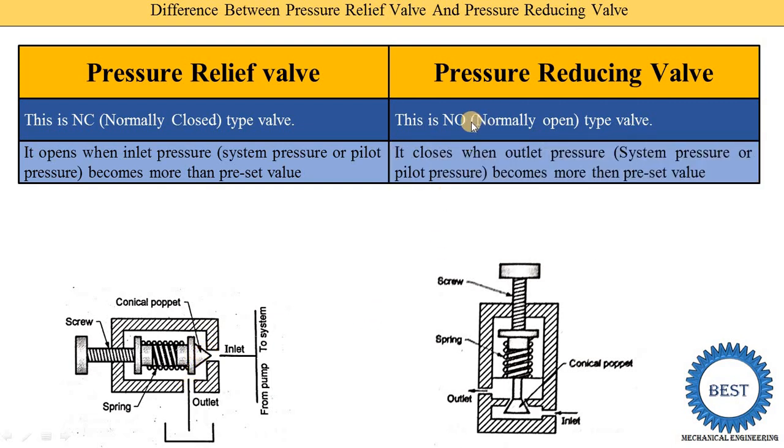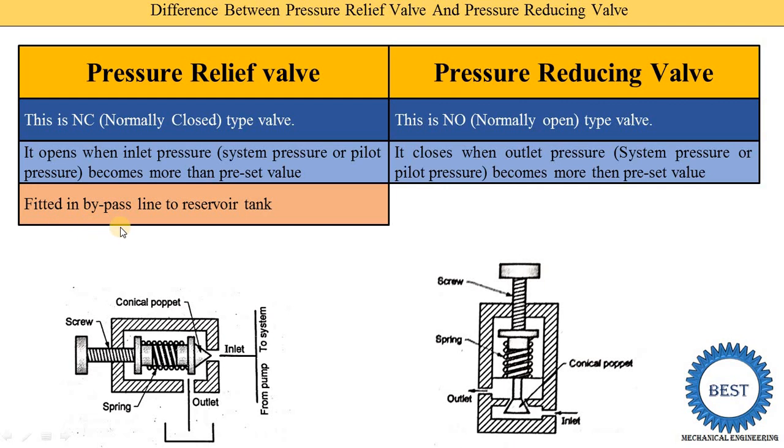Now it is a normally open valve, means when it is closed. It closes when the outlet pressure becomes more than the preset value, means suppose the outlet pressure, the system pressure required, is 10 bar and this pressure increases above 10 bar, suppose 11 or 12. At that time this pressure reducing valve stops. Means in a normally closed type we need to explain when it is open, and in a normally open type when it is closed. That is mentioned in the second point.